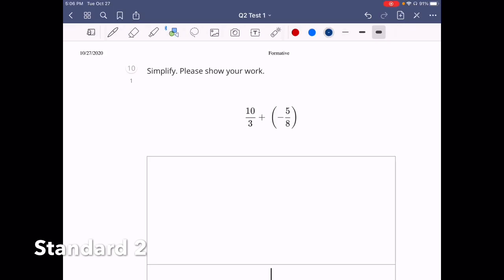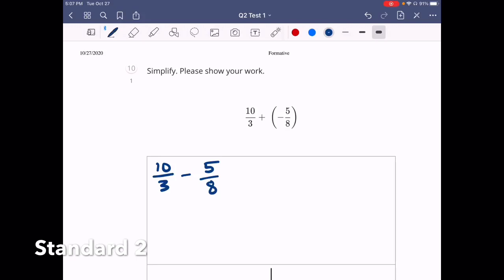Number 10, simplify, please show your work. I'm going to write this as a subtraction problem. Because it's fractions and I can't think of it as tiles, so for me it's easier to think of this problem as a subtraction problem. So I have 10 thirds minus 5/8. Again, I need to find a common denominator.